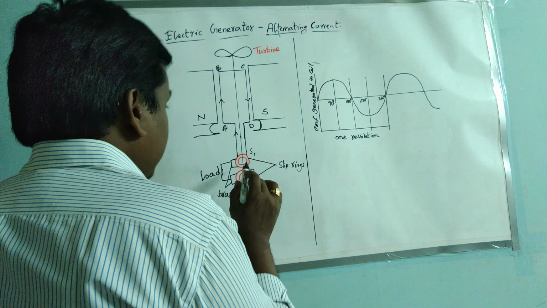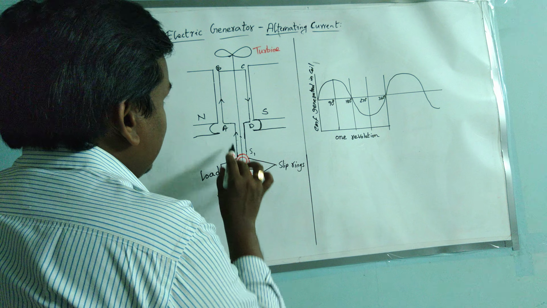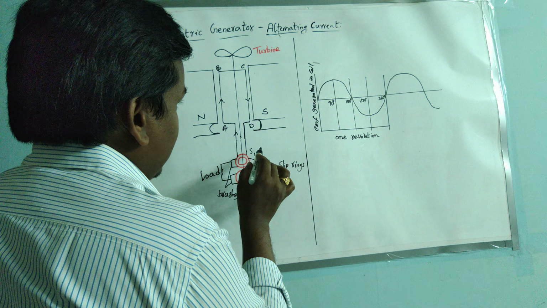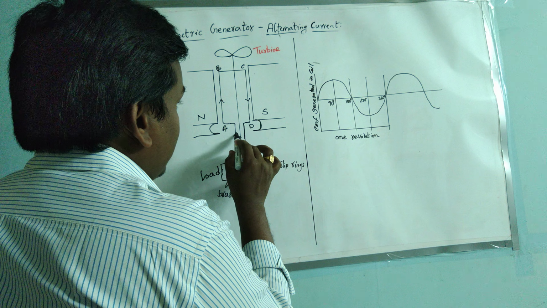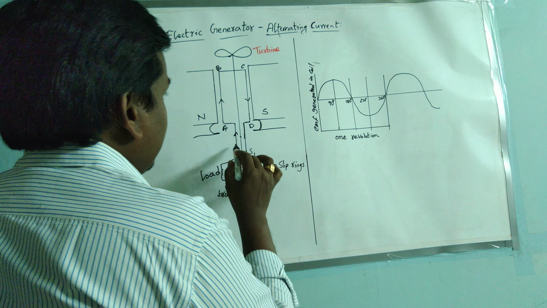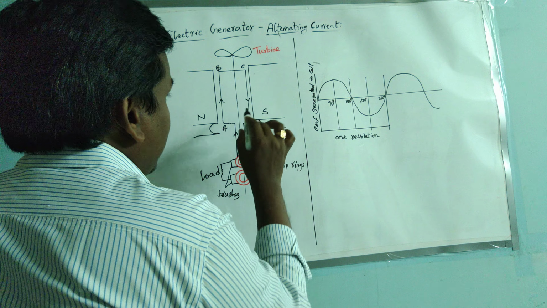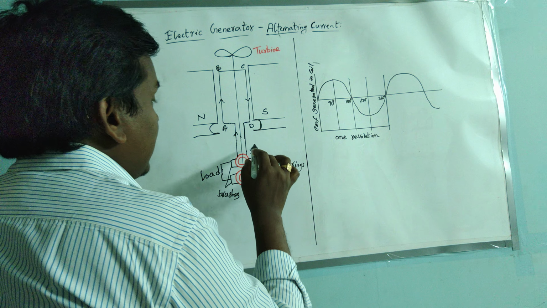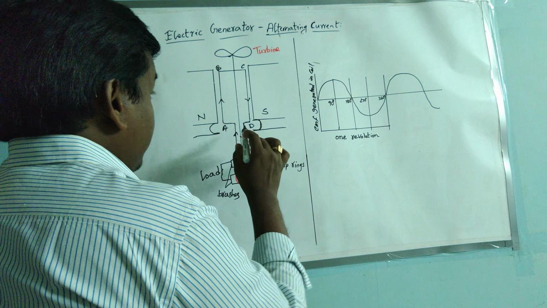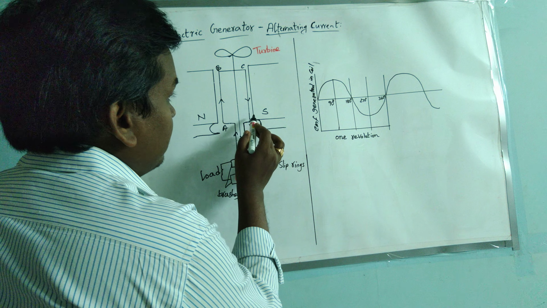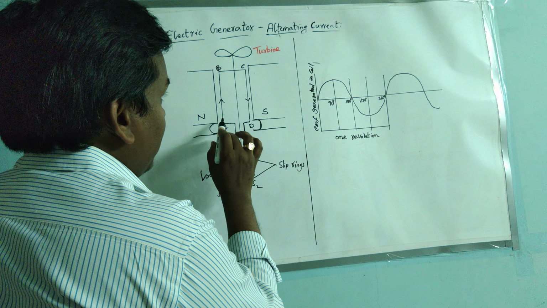And this side, this CD will come this side, no? And AB will come this side. So the direction will be reversed. Here it is going like this, but after a half rotation, the direction will be reversed. That means, if you consider, AB will go to this side and CD will come to this side, no?